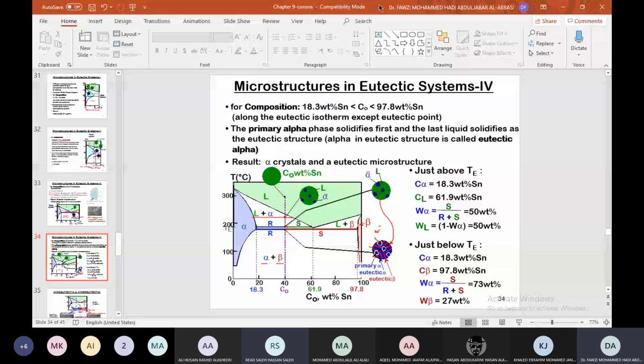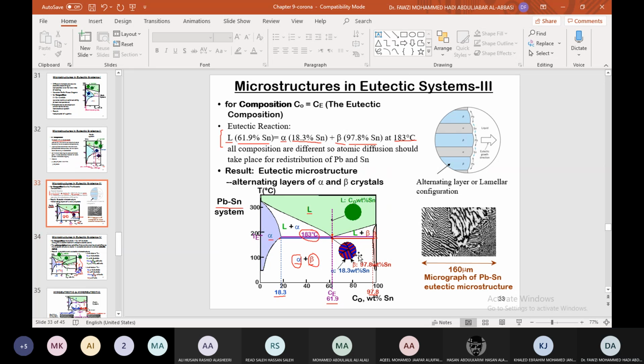Doctor, at the eutectic point, how many phases are there? Three or two? When we cool down at the eutectic point? No, these are the two, alpha and beta, and all of them are called the eutectic microstructure.